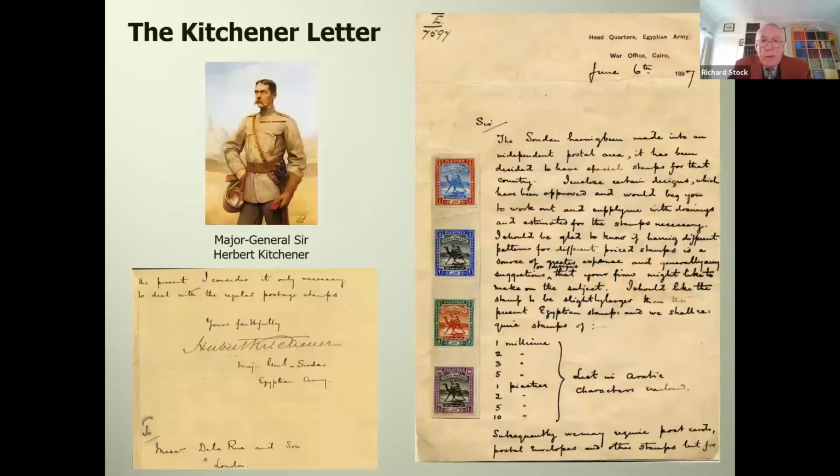Moving it on a little bit, when Kitchener approved the stamps, he sent this letter to De La Rue ordering stamps for the Sudan. And all you need to make this have the right level of impact is the letter, a photograph of Stanton, and the title, the Kitchener letter.